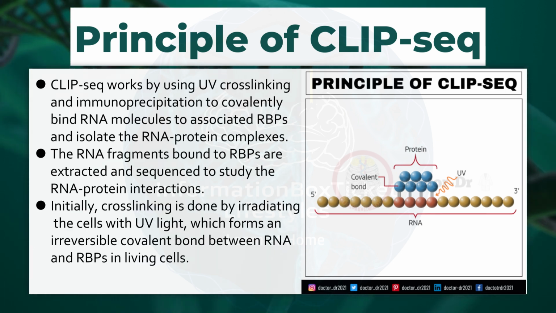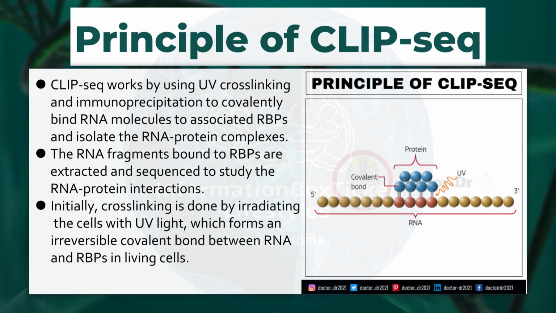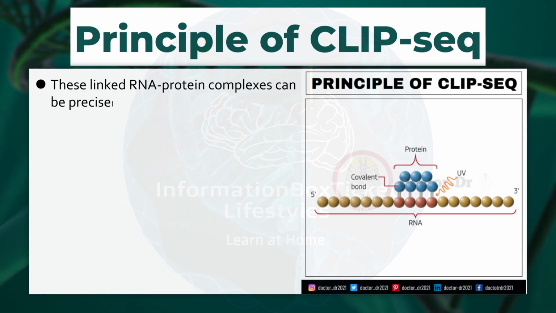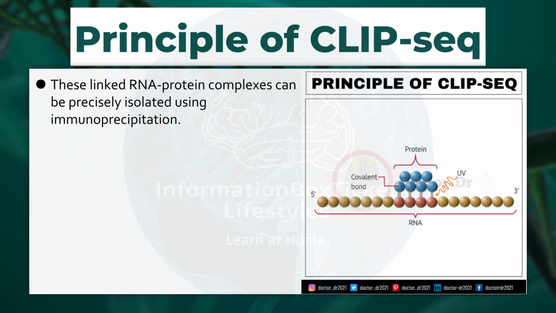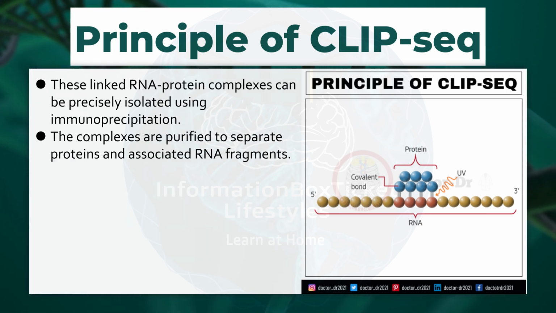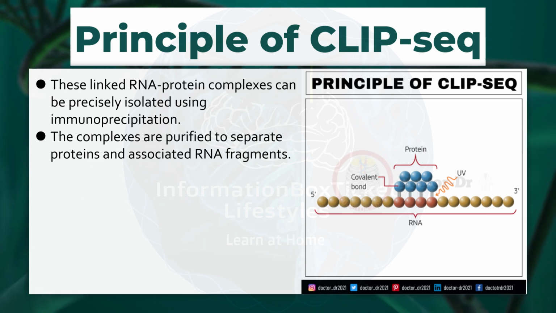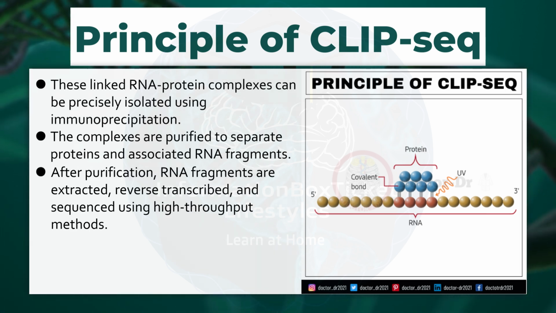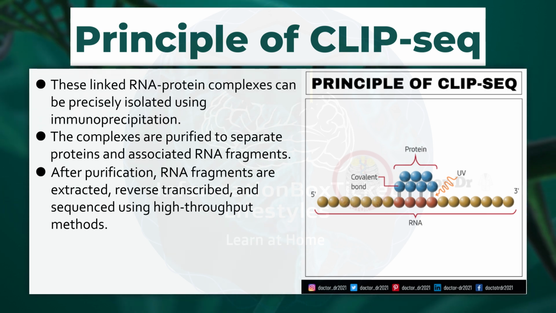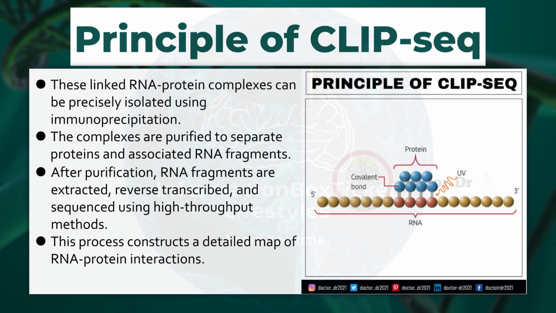Initially, crosslinking is done by irradiating the cells with UV light, which forms an irreversible covalent bond between RNA and RNA-binding proteins in living cells. These linked RNA-protein complexes can be precisely isolated using immunoprecipitation. The complexes are purified to separate proteins and associated RNA fragments. After purification, RNA fragments are extracted, reverse transcribed, and sequenced using high-throughput methods. This process constructs a detailed map of RNA-protein interactions.